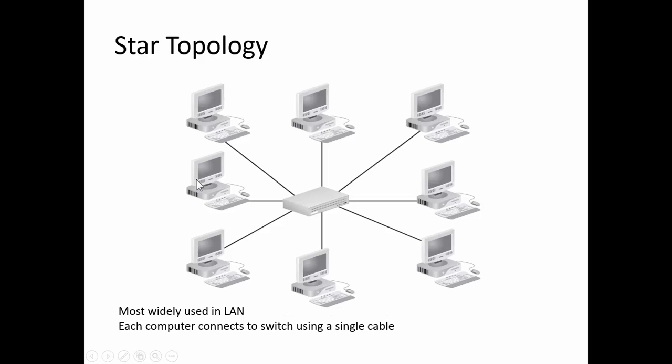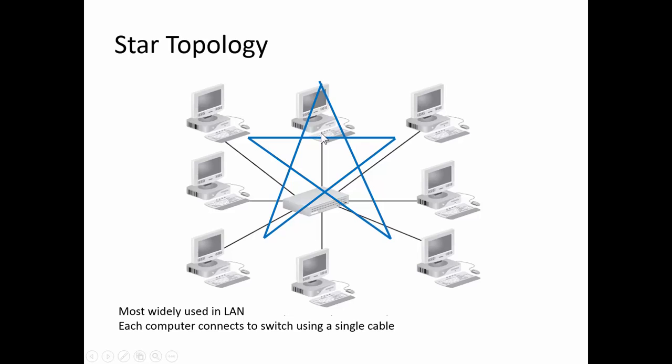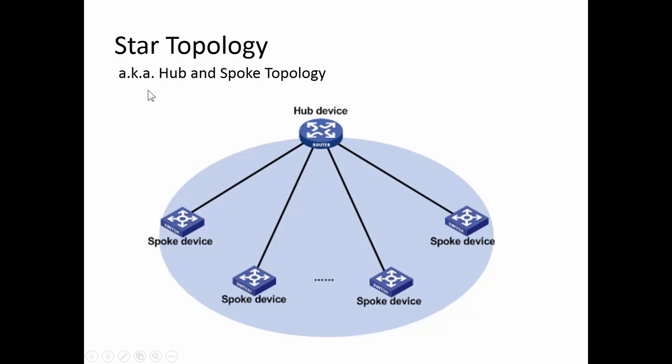A star topology is currently the most widely used topology in local area networks. In a star topology, each computer is connected to a switch using a single cable. The reason they call it a star topology is because it looks kind of like a cowboy star. A star topology is also known as a hub and spoke topology.